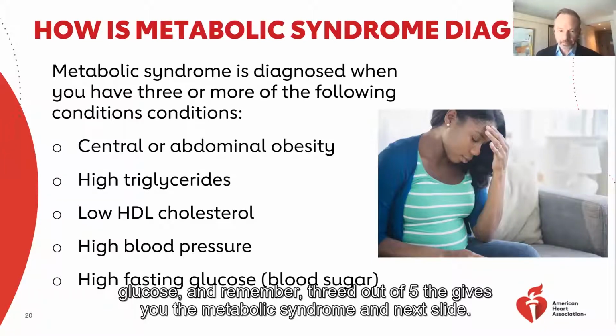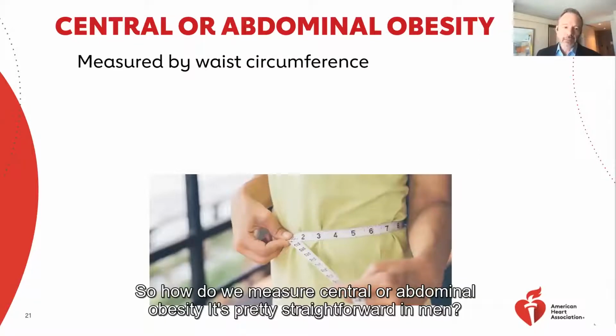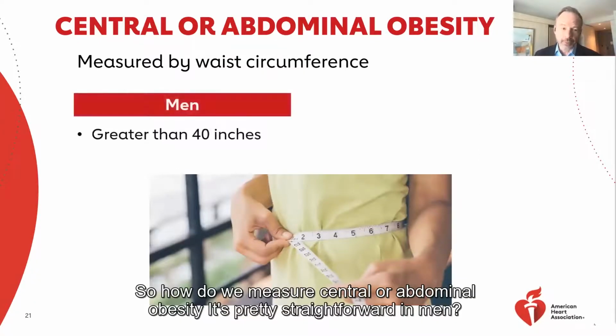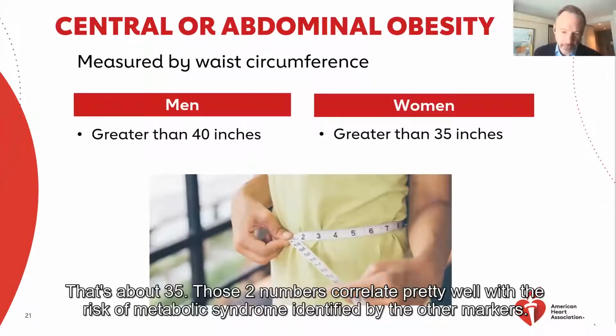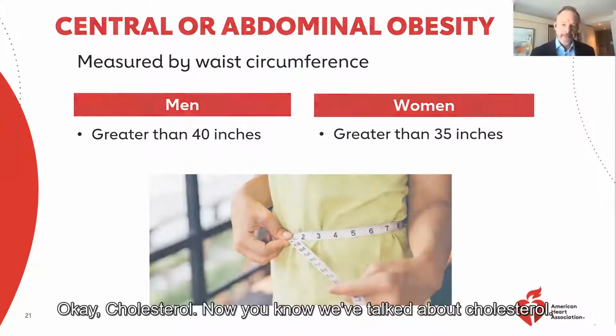And next slide. So how do we measure central or abdominal obesity? It's pretty straightforward. In men, it's a waist of greater than 40 inches, and in women, that's about 35. Those two numbers correlate pretty well with the risk of metabolic syndrome identified by the other markers.